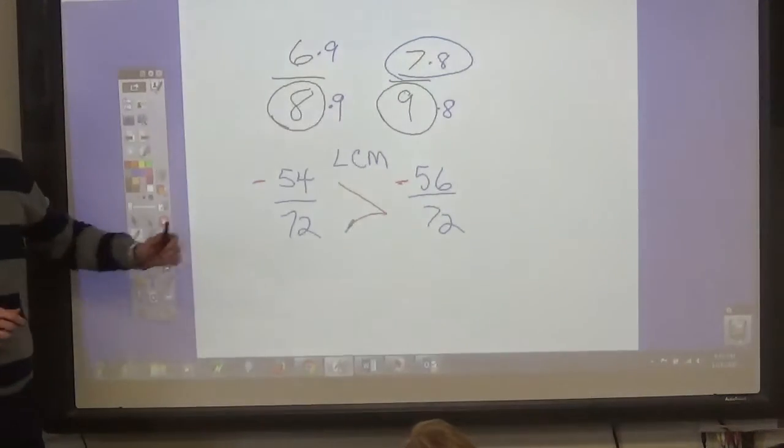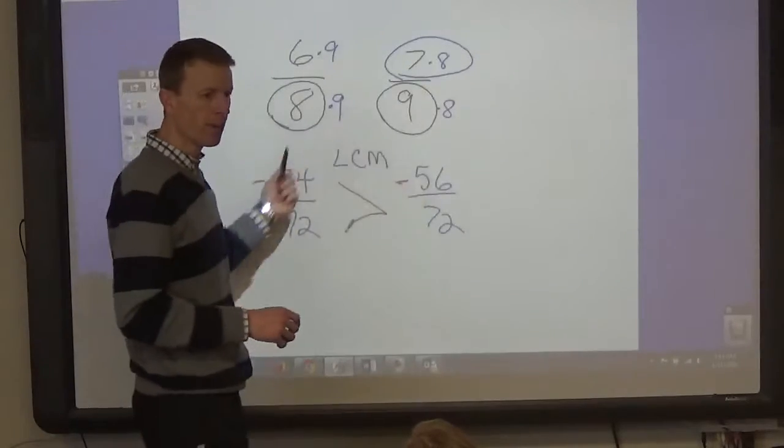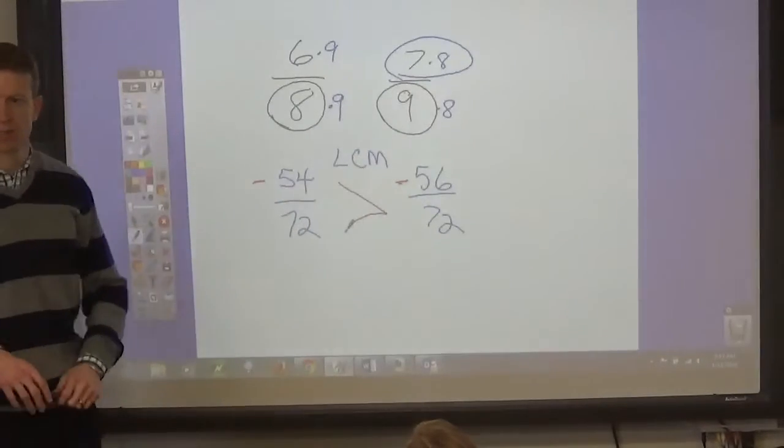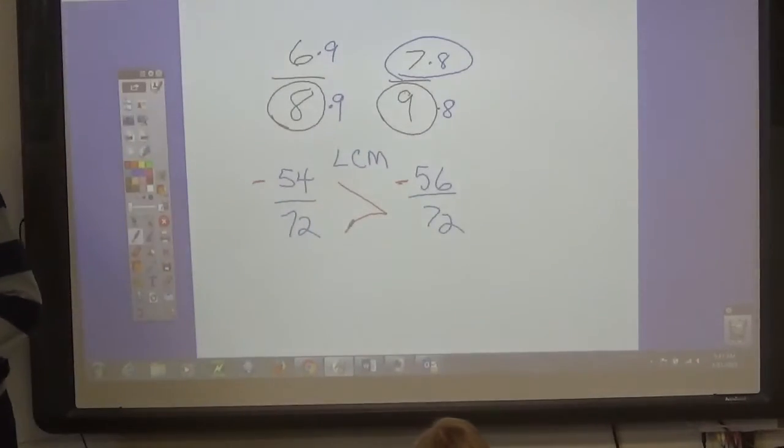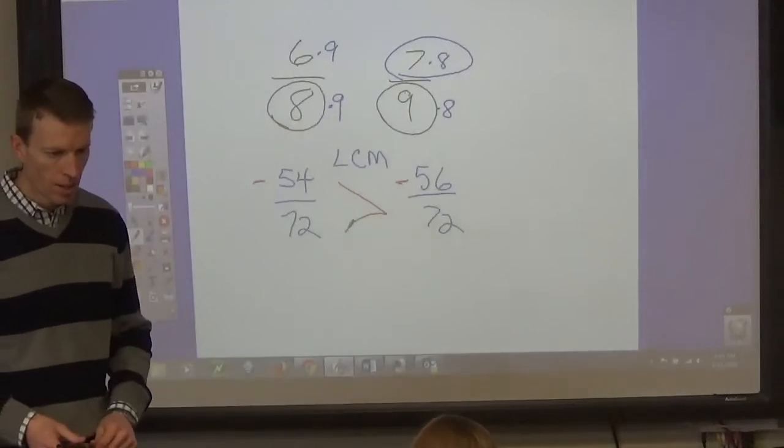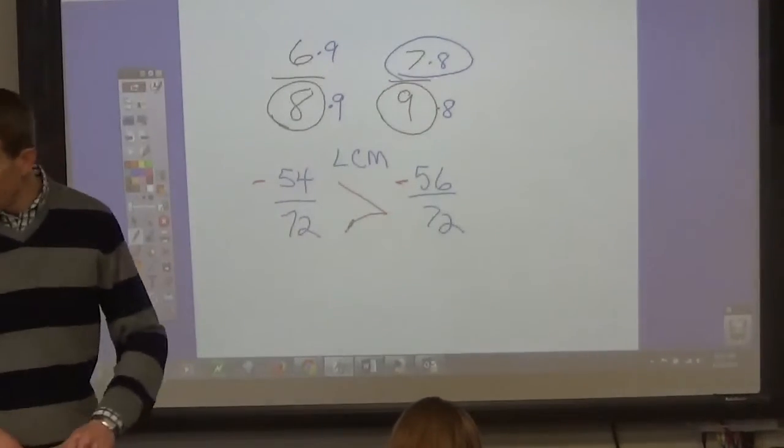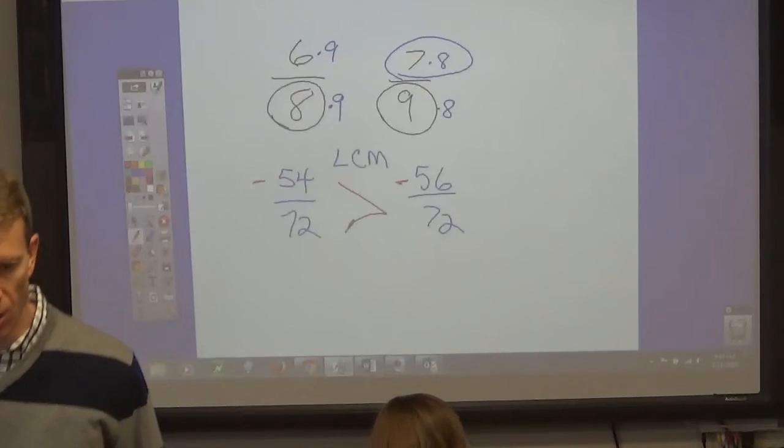All right? Any questions about finding equivalent fractions and then comparing those? Okay. Yeah, you have to find a common multiple. Okay, good.